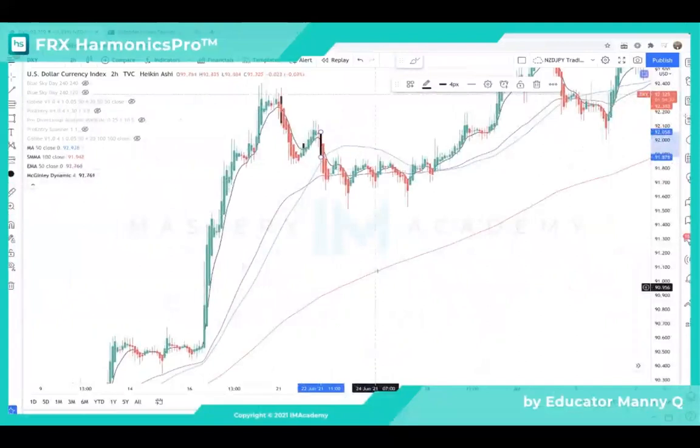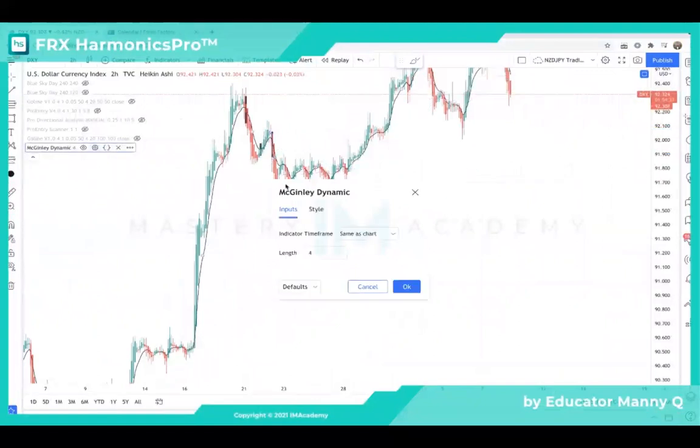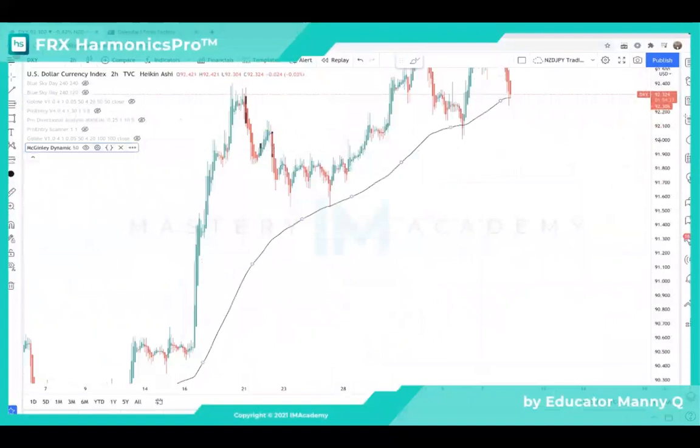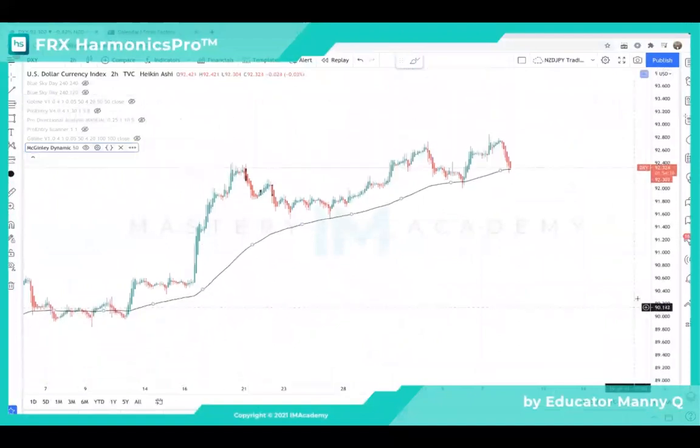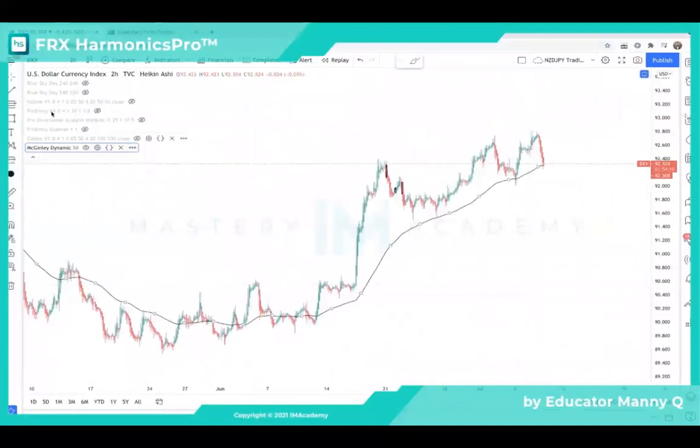So as an example, let's get rid of these. Let's get rid of the MA, the SMA, let's just keep the McGinley. I did that by accident. Let's put the McGinley at a 50. So now we're using the 50 McGinley right over here to determine, okay, is price in an uptrend?